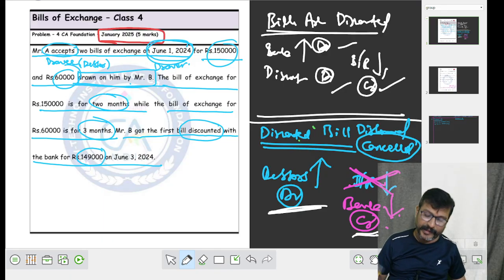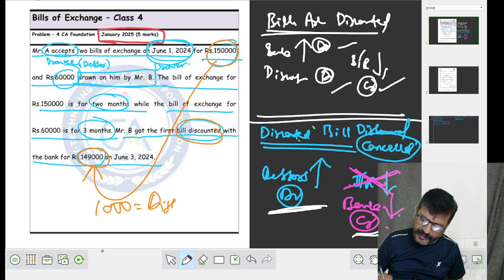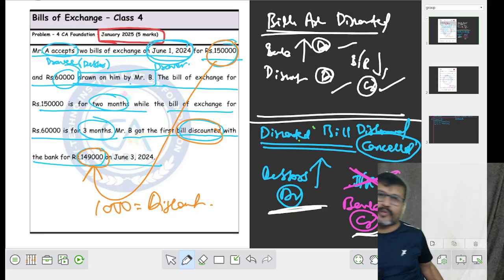Be careful, my dear children. What is the bill amount of the first bill? 1,50,000. It is being discounted for how much? 1,49,000. What is the difference? 1,000 rupees. That 1,000 rupees is a discount.